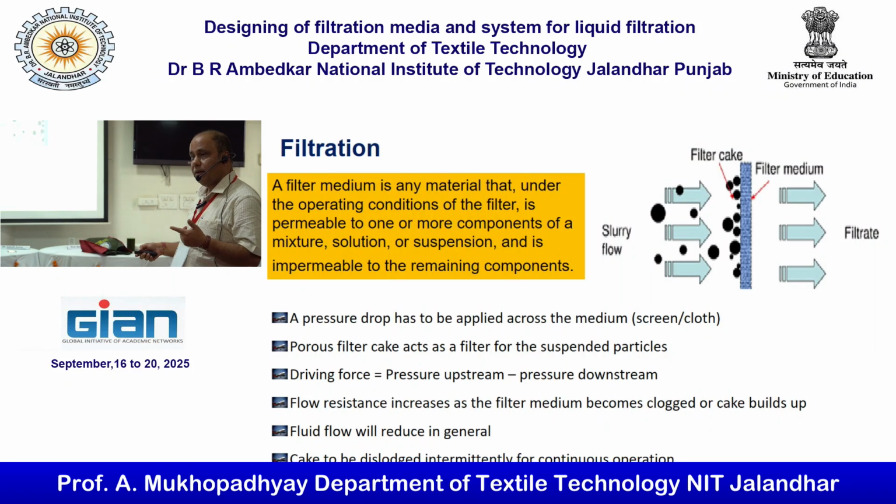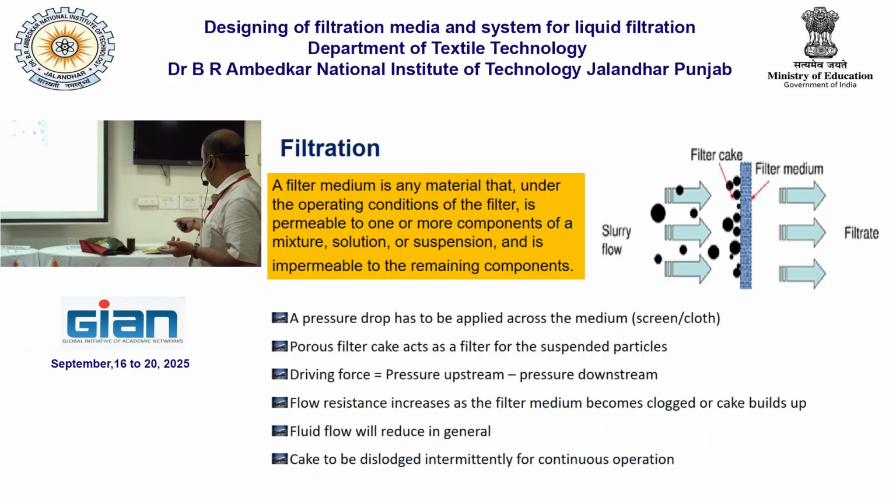So cake filter will not happen always. For example, that household cottage filter that I have shown you, it will not form cake. Whenever the sludge content is more, cake formation will be there. Now, the driving force is pressure upstream minus pressure downstream. Flow resistance increases as the filter media becomes clogged and cake builds up. So whenever the cake builds up and it is clogged, then the pressure will increase.